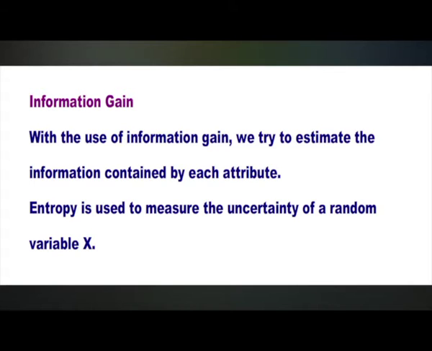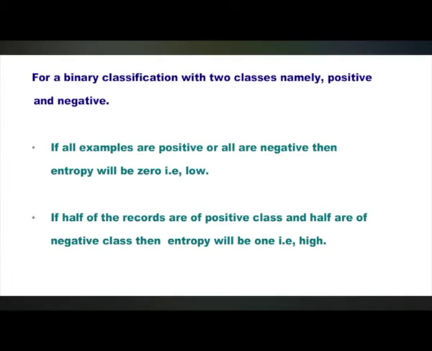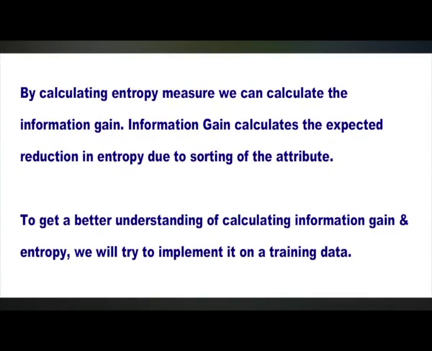Entropy is used to measure the uncertainty of a random variable X. For a binary classification with two classes, namely positive and negative, if all samples are positive or all are negative, then entropy will be 0, that is low. If half of the records are of positive class and half are of negative class, then entropy will be 1, that is high. By calculating the entropy measure, we can calculate the information gain. Information gain calculates the expected reduction in entropy due to sorting on the attribute.